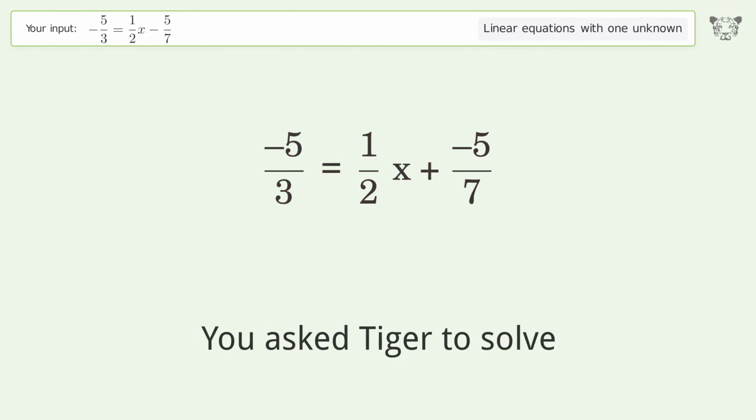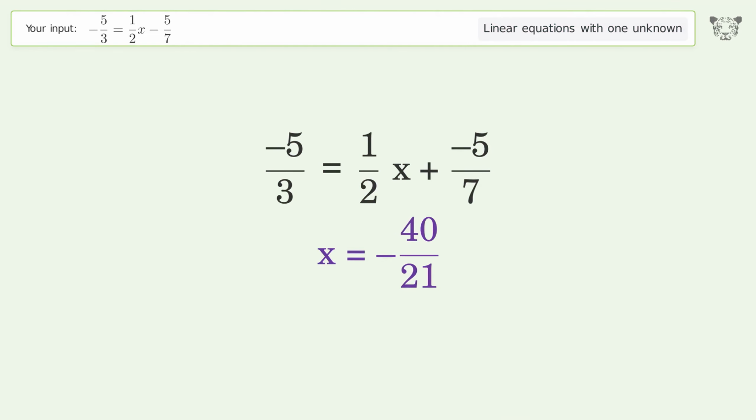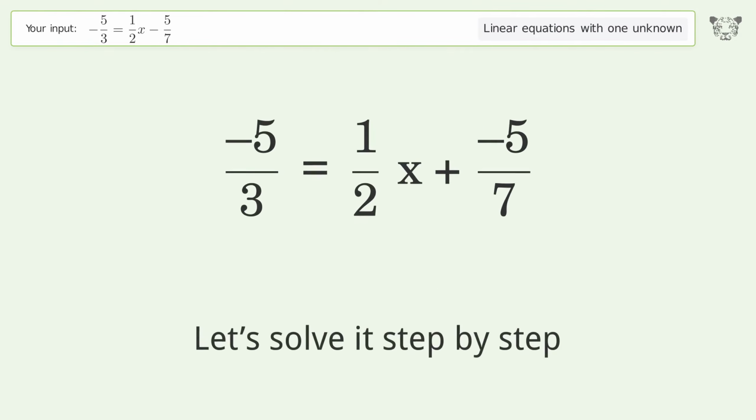You ask Tiger to solve. This deals with linear equations with one unknown. The final result is x equals -40/21. Let's solve it step by step.